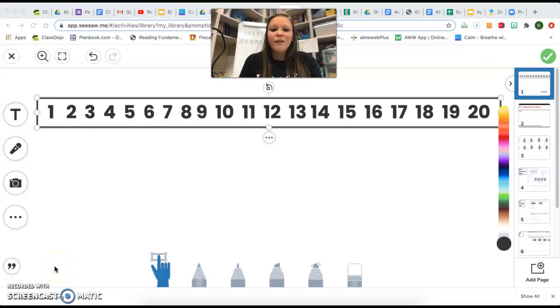Hey third graders! Today we're going to start off our math lesson by counting from 1 to 20 forwards and backwards. So I want you to watch my cursor, and every time I go to a number you're going to count with me. Ready? 1, 2, 3, 4, 5, 6, 7, 8, 9, 10, 11, 12, 13, 14, 15, 16, 17, 18, 19, 20. Now let's go backwards. 19, 18, 17, 16, 15, 14, 13, 12, 11, 10, 9, 8, 7, 6, 5, 4, 3, 2, 1.